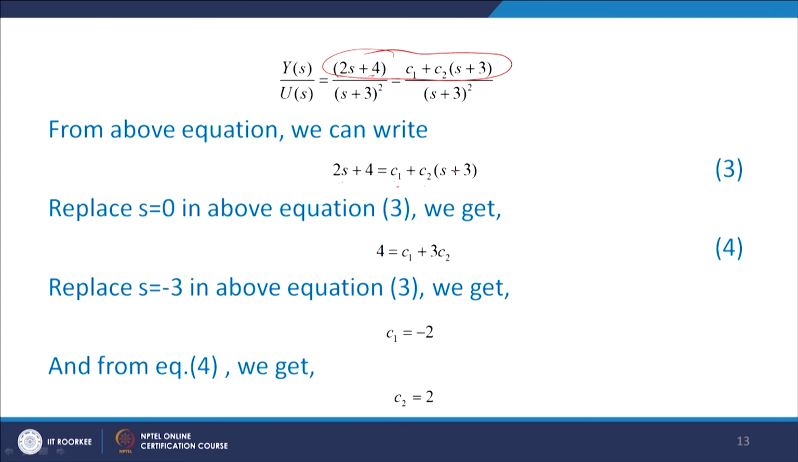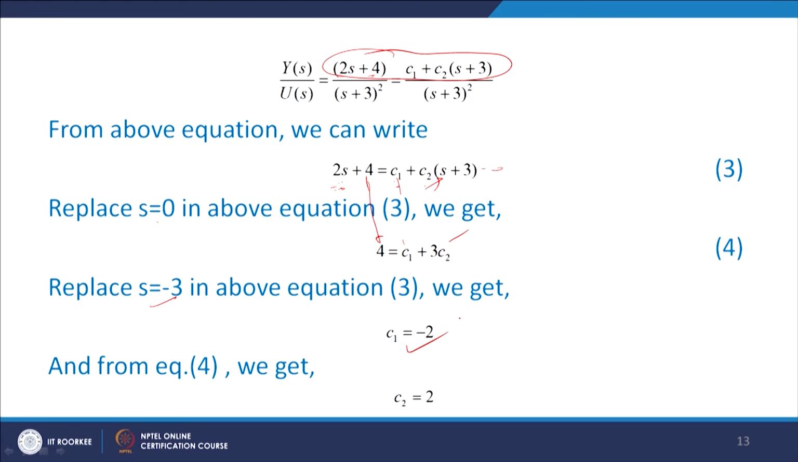So now we have to solve it. We replace s equals 0 in this equation. When we replace s equals 0, it becomes 4 equals c1 plus 3 c2. Next, we replace s equals minus 3 in this equation, and the c2 term will become 0. So what will we get? Minus 6 plus 4, and finally we get c1 equals minus 2.